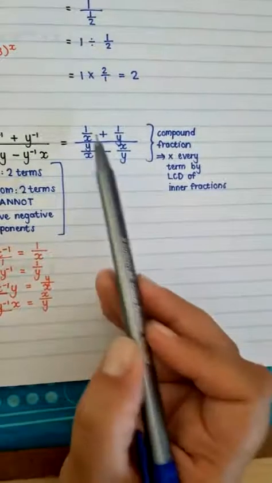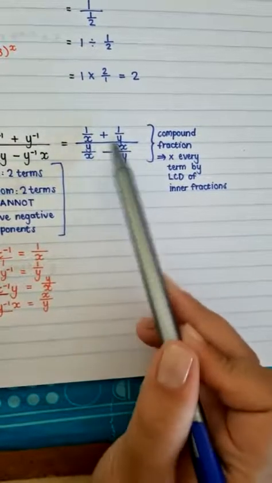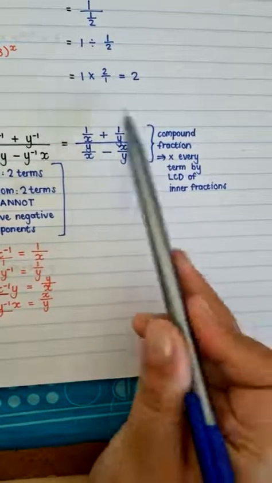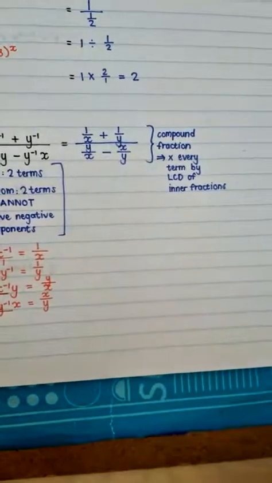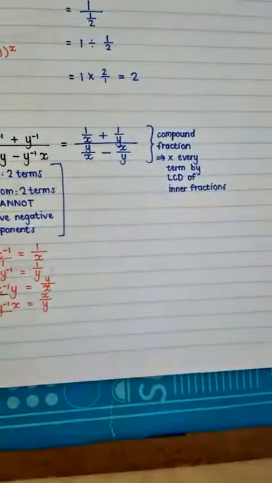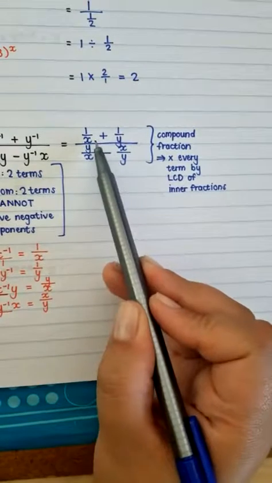So let's see, we have 4 inner fractions here, right? 1, 2, 3, 4. All of these terms within our bigger fraction are fractions, so we call these inner fractions. So now we need to figure out what the LCD of the inner fractions is so that we can simplify. Now let's look at all the denominators that we have.